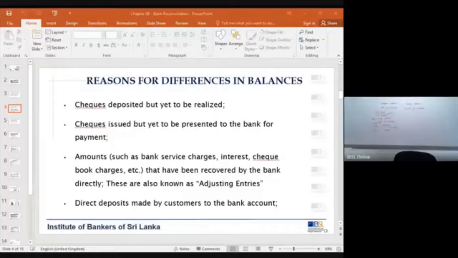Now let's go to the next reason, which is known as checks issued but not yet presented. Let's take an example. C and D. Let's assume this is the company that we are talking about, and this is a supplier, who has provided stationery with a credit term of 30 days.